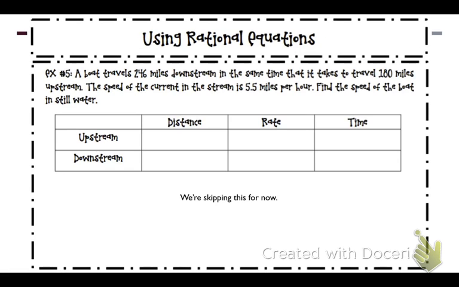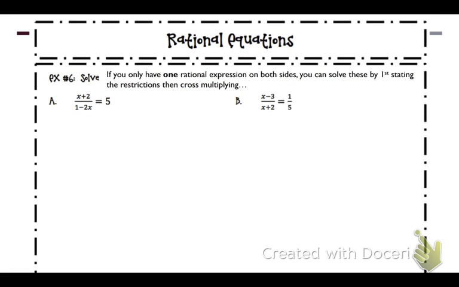Okay, we're going to skip this one. Let's look at this one. When you only have one rational expression on both sides, you can solve these by first stating the restrictions, then cross multiplying. So these ones are the easy ones. These ones you should be excited about.